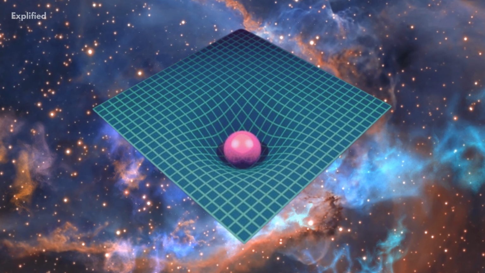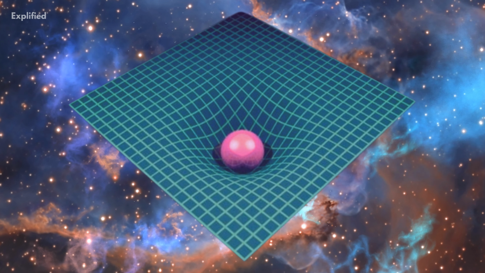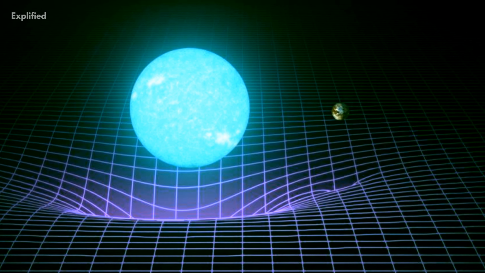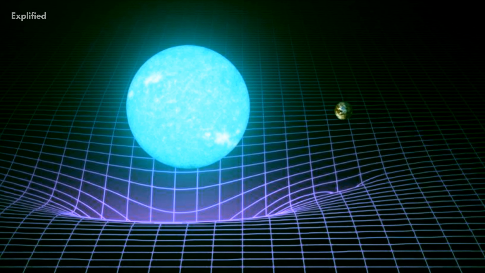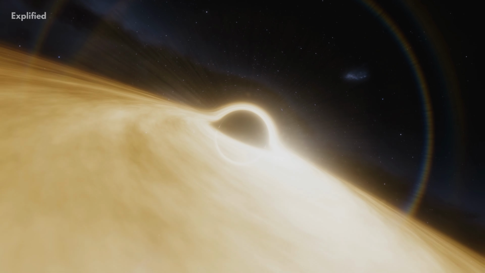So, the trampoline is said to be the spacetime fabric, and the bowling ball lying in the center is an object with mass. So technically, gravity is actually a curvature of spacetime rather than a force.